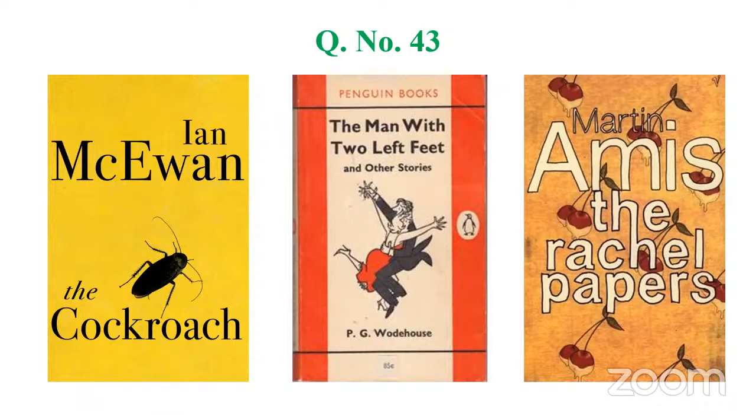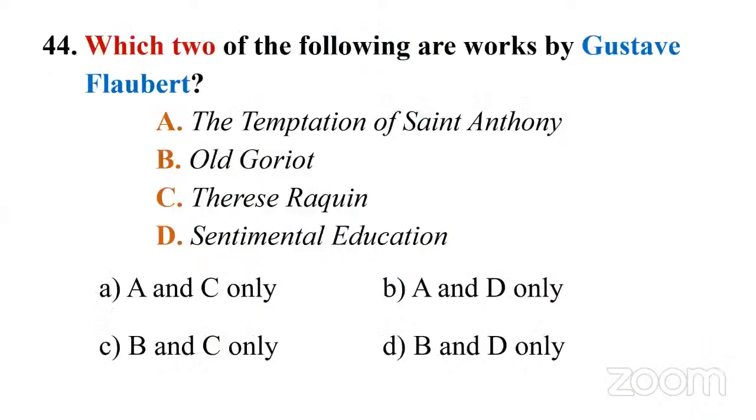Then let's look at the other options given there. The Man with the 2 Left Feet and Other Stories. It's a collection by P.G. Wodehouse, again a British writer. And another British writer we have is Martin Amis and his work The Racial Papers. Okay, so with this, let's go to the next question.